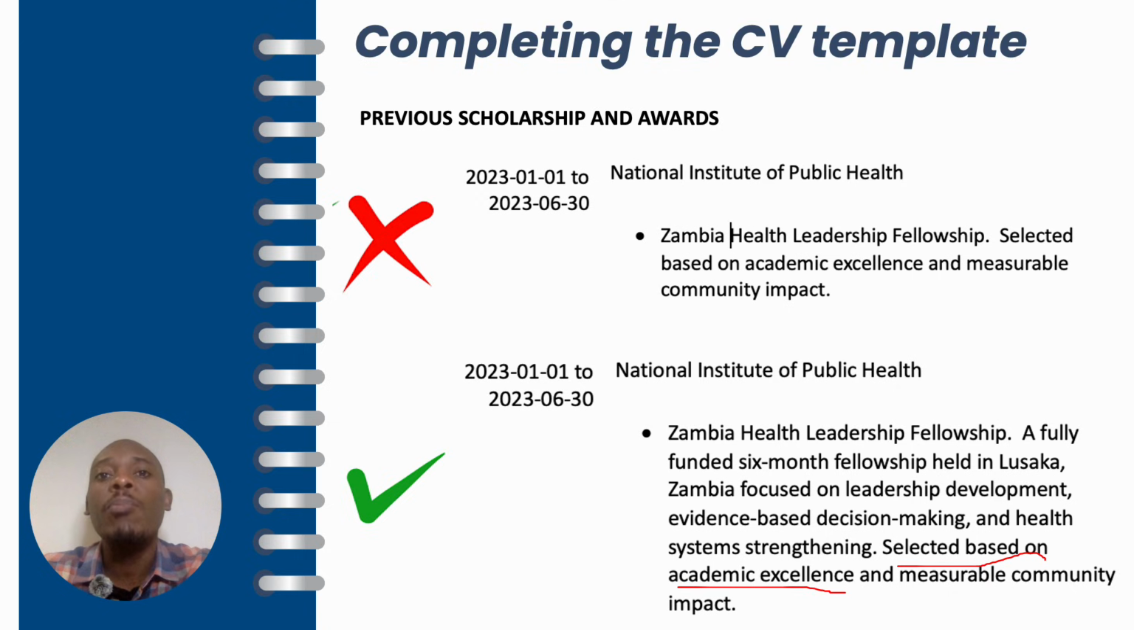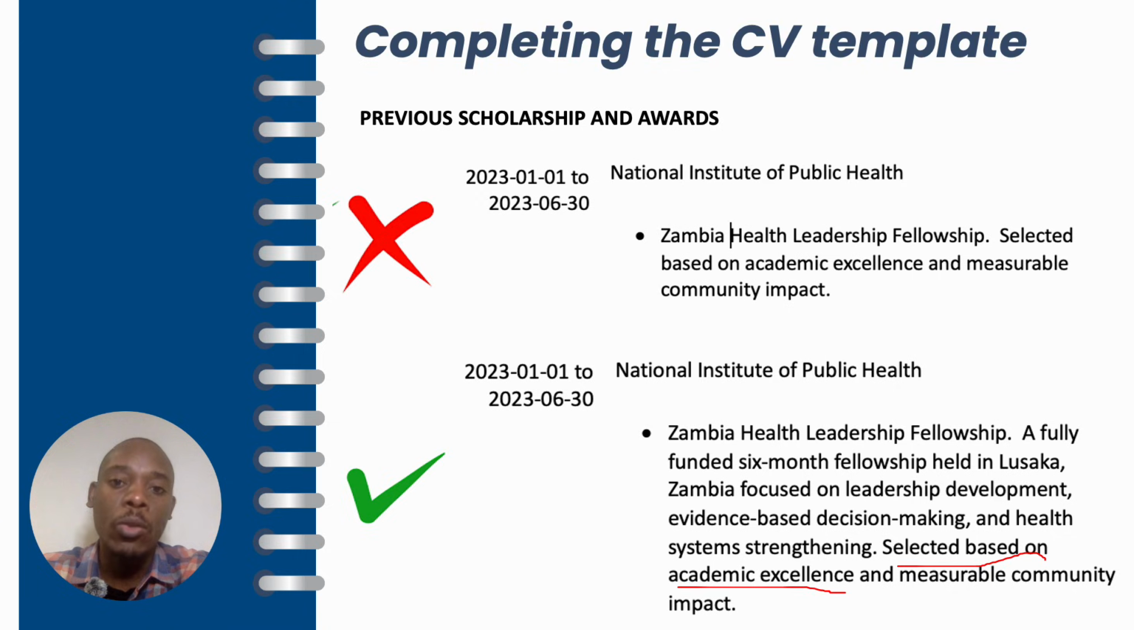However, in this section, please do avoid listing certificates that you just participated in, maybe like a one-day workshop. Those should not be listed in this section. It's very clear it's previous scholarships or awards such as fellowships that you would have won. So do not include certificates of participation or other forms of CPD information. You should provide those that are really either a scholarship or an award.